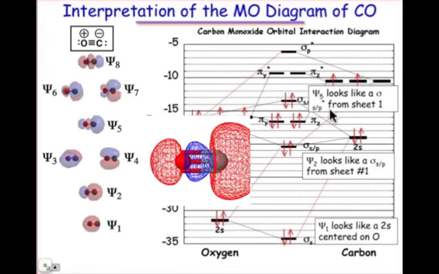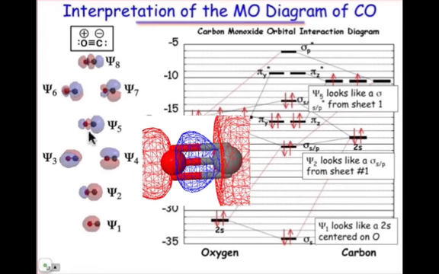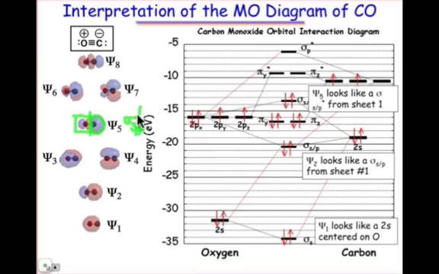In other words, it's an anti-bonding contribution. You can see there's a node not on one of the atoms, but in between the 2 atoms, which indicates that it's an anti-bonding orbital. This portion off to the left that's centered on oxygen, what's inside that box, looks like a p orbital that has interfered destructively with an s orbital that came from carbon. That looks like sigma SP star from sheet 1.